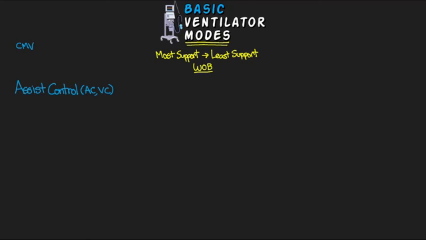So when we talk about assist control, there's a couple settings that are going to be really important. For this mode, because it's a volume control, we're going to have a predetermined volume set for each breath, so a VT or tidal volume. And we're also going to set the number of breaths per minute, or the frequency, for our patients.